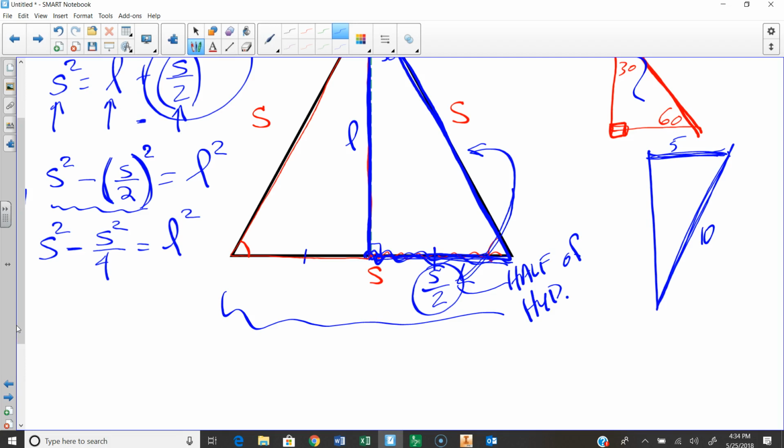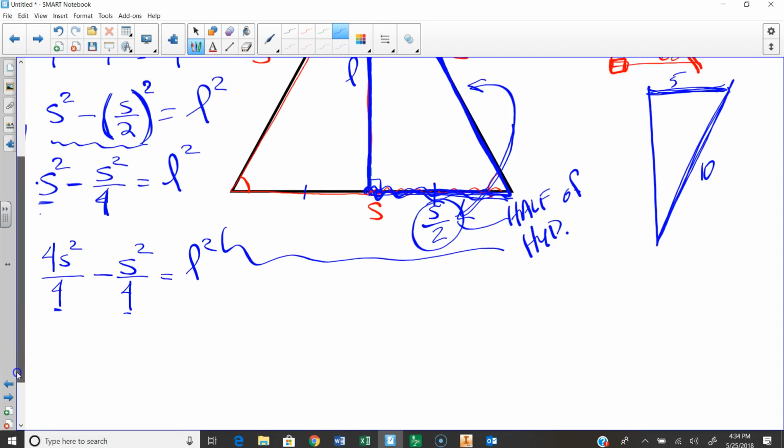Here's the deal. I want to actually subtract these. This thing has a denominator of 4. So I'm going to multiply this top and bottom by 4. In other words, 4s squared over 4 minus s squared over 4 equals L squared. Take a look at it. Notice I could cancel these 4's and I'd have this, wouldn't I? So it's really the same thing, except now the two denominators are the same.